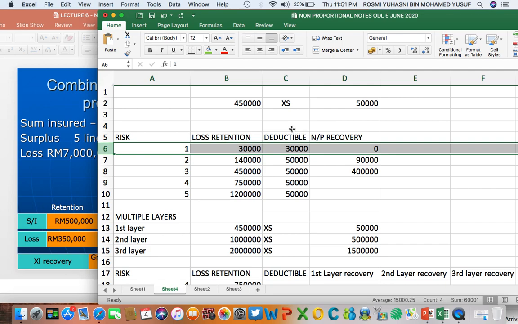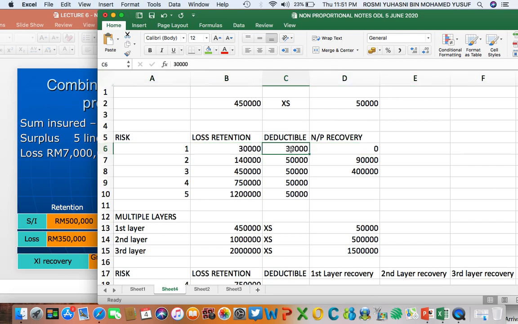Is this paid by the reinsurer? Deductible is 30,000 ringgit. Recovery from the non-proportional reinsurer is 0. Why is it 0? Because 30,000 ringgit is less than 50,000 ringgit. It must be more than 50,000 ringgit, then only will there be recovery from the reinsurer.